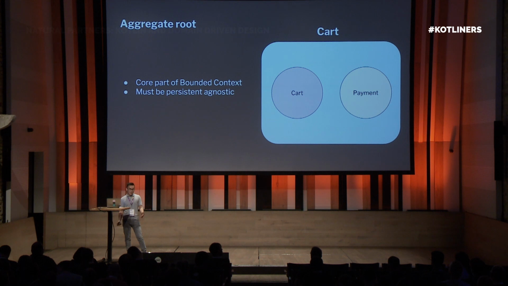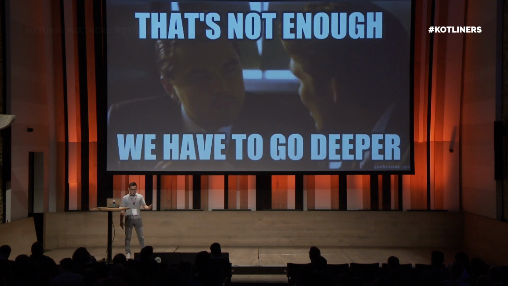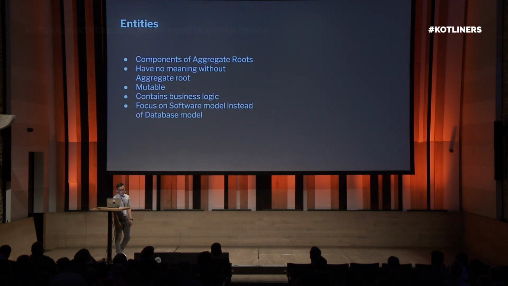And the second one will be the payment, which takes care of actual payments for what the user actually purchased. And that's not enough for domain-driven design. We are going even deeper. And entities. Entities are the components of the aggregate root. They have no meaning without the aggregate root itself. It means that if you extract the entity from the aggregate root, it will probably tell you something about it, but you will not be able to see the full picture.